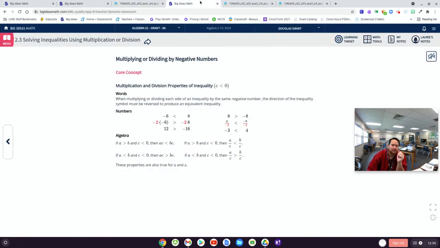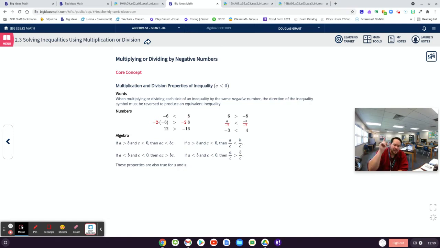Sorry about this. When you multiply or divide by a negative number, it is crucial that you then switch the sign around, the little alligator. So anytime you multiply or divide by a negative number, the alligator's got to switch around. There's many reasons why. If you want me to go through it with you in class, I'll be happy to. But the main thing is, if you're doing the opposite by multiplying or dividing by a negative, it makes the sign go opposite. So the alligator switches around.